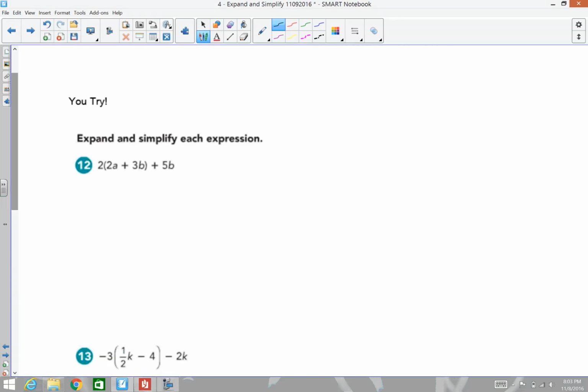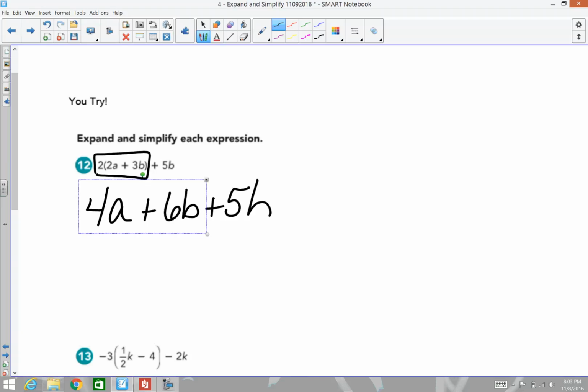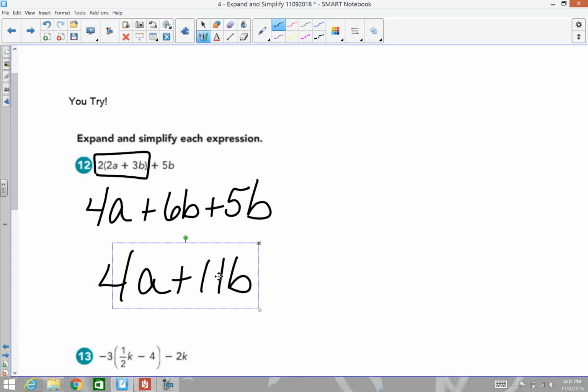Okay, now that you've tried these on your own, let's see how it went. After distributing, you should have had 4a plus 6b plus 5b, leaving you with 4a plus 11b as your answer.